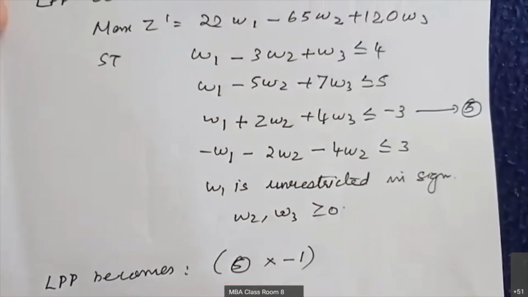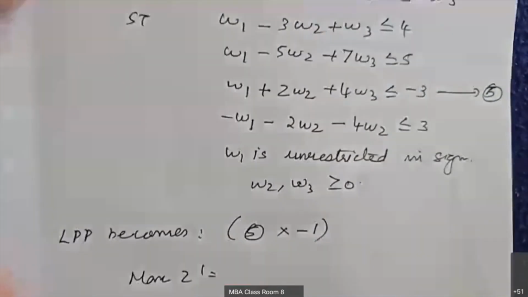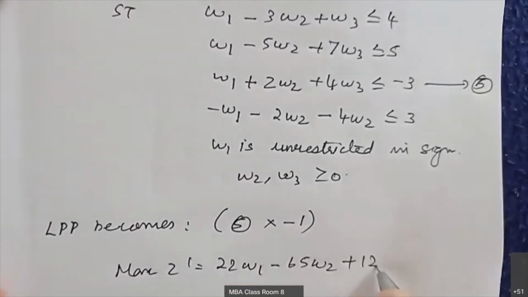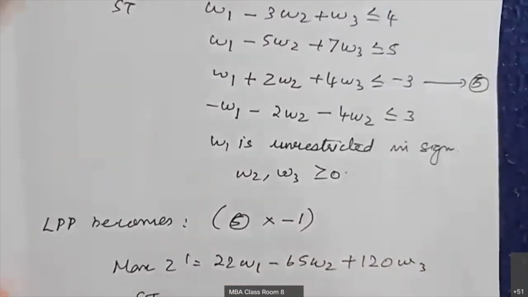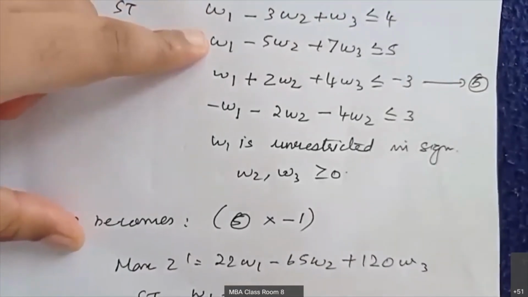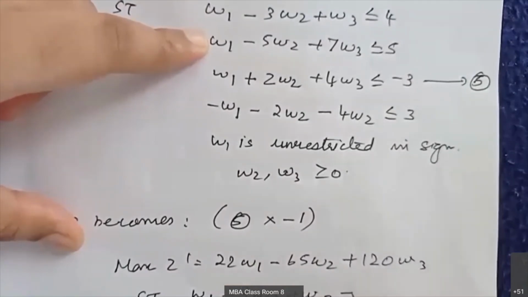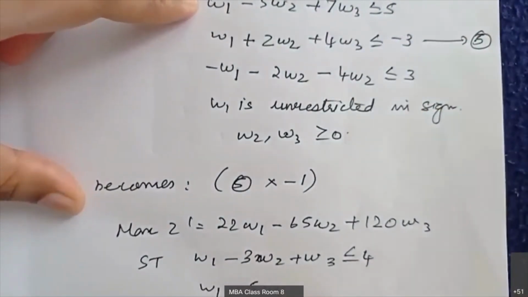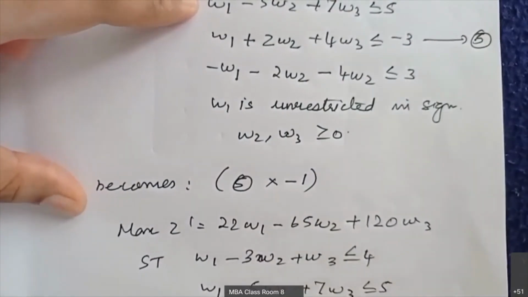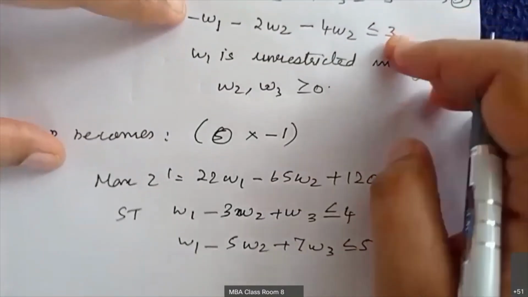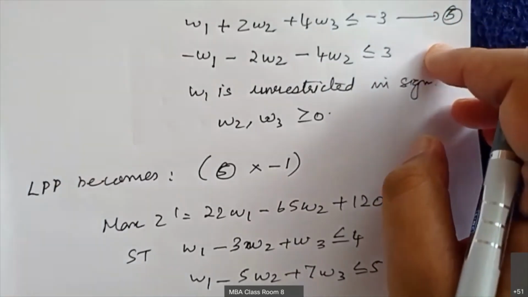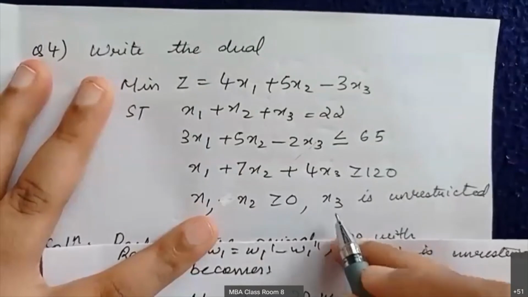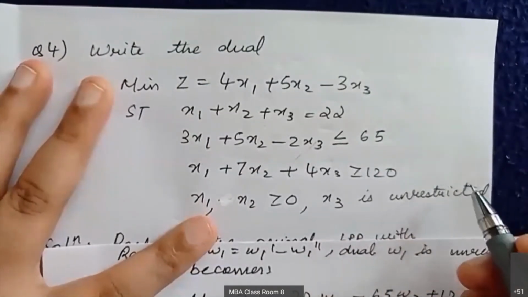So the LPP becomes again the same maximization. Z dash is going to remain the same: 22 W1 minus 65 W2 plus 120 W3, subject to the first constraint, which will remain the same, W1 minus 3 W2 plus W3 less than or equal to 4. The second constraint also remains the same, W1 minus 5 W2 plus 7 W3 less than or equal to 5. The third and fourth constraints I'm going to join into one constraint. Why? Because in the question, it was told X3 is unrestricted. X3 is the third variable, so the corresponding third constraint in the dual is going to be equal to.